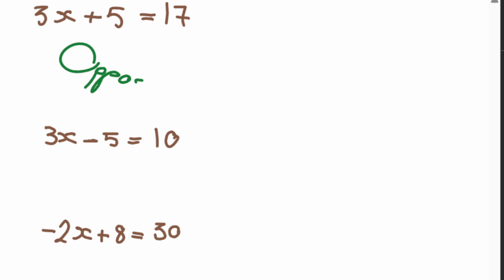The second thing you need to know is we do the opposite. How do we solve? We do the opposite. The opposite of what? If it's plus, we do minus. If it's times, we do divide. If it's division, we multiply. So we do the opposite.